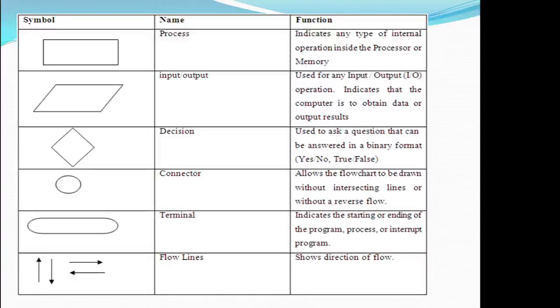The other one, this circle, is the connector. It allows the flow chart to be drawn without what? Without intersecting lines or without reverse flow. Okay, the other thing is the terminal. It indicates what? The starting or ending of the program, process or interrupt program. When we start to draw a flow chart we start using the terminal. When we finish the flow chart we also finish using the terminal.